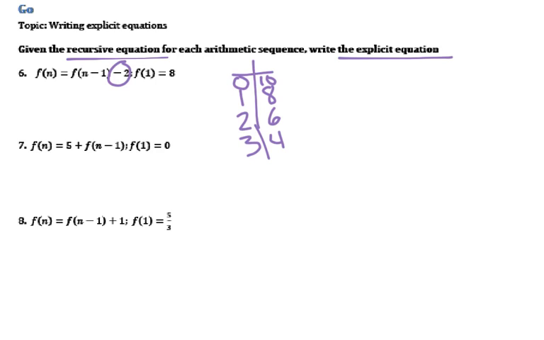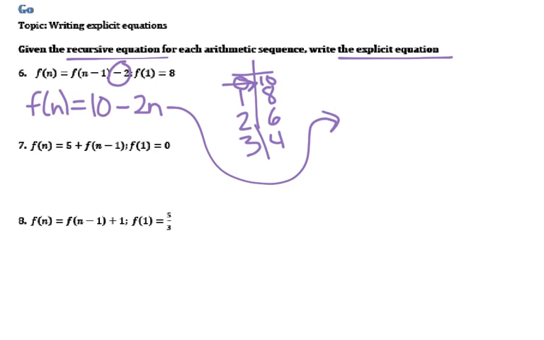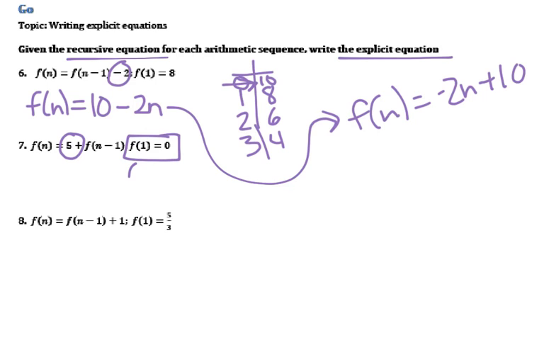So I'd go f of n equals our starting number, 10. And then we're subtracting 2 each time. How many times? N number of times. Because we're arithmetic sequences, we know we're growing that way. Now I could take that and rewrite it as f of n equals negative 2n plus 10. That's the same thing. Okay? So in number 7, it's just 5 plus it, so you're just adding 5. And you're going to have to figure out where f of 0 is. What that number is to start with.